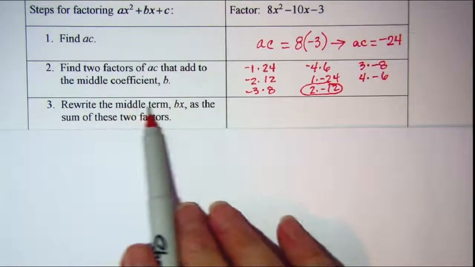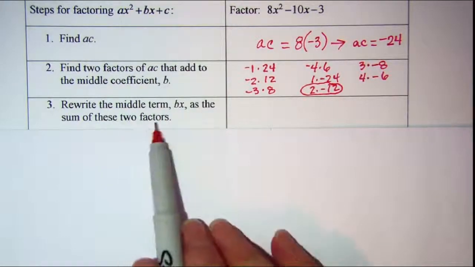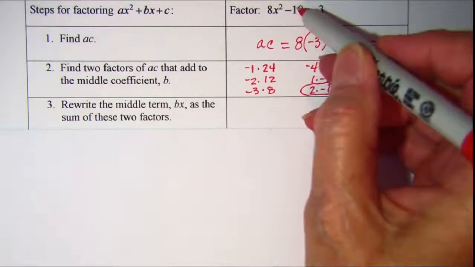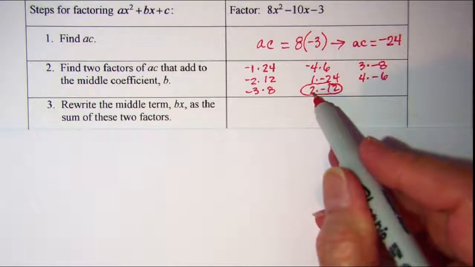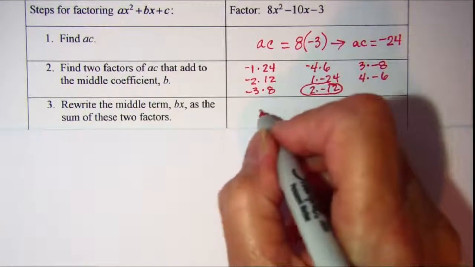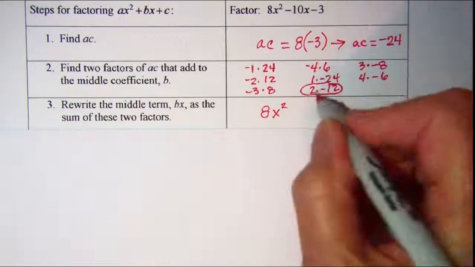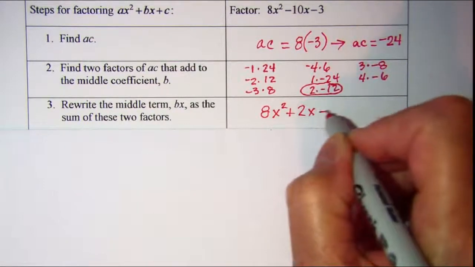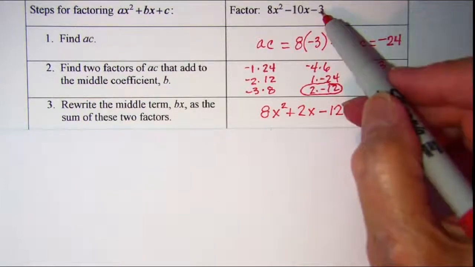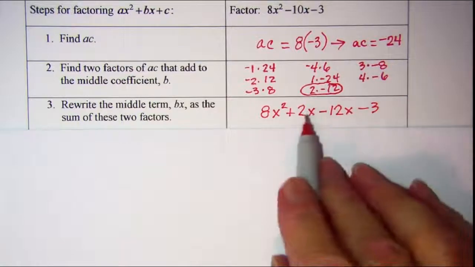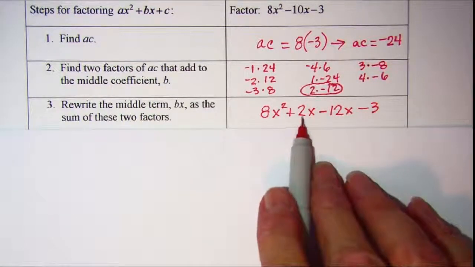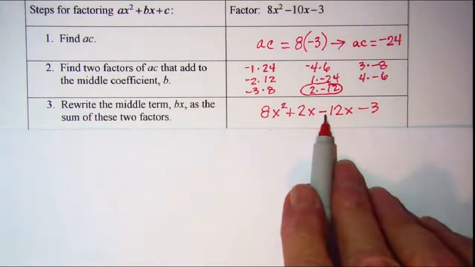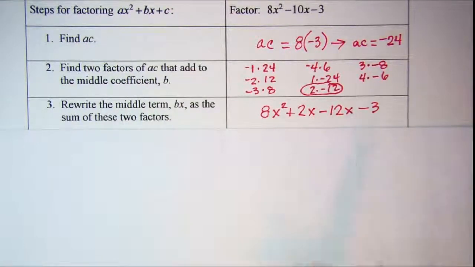Then I want to rewrite the middle term, bx, as the sum of these two factors. So you're going to take this trinomial and rewrite it, but instead of the negative 10x, you're going to write the sum of these two in there. So I have 8x squared, and then instead of negative 10x, I'm going to write plus 2x minus 12x, and then finish up my trinomial, negative 3. Notice that I've not changed my trinomial. When I add 2x and negative 12x, I get negative 10x. So all I've done is put this in a different form.